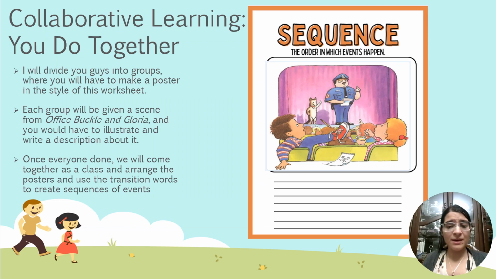So I will divide you guys into groups where you will have to make a poster in the style of the worksheet. Each group will be given a scene from the book Officer Buckle and Gloria, and you would have to illustrate and write a description about it. Once everyone's done, you will come together as a class and arrange the posters and use your transitional words to create the sequence of events of the story.